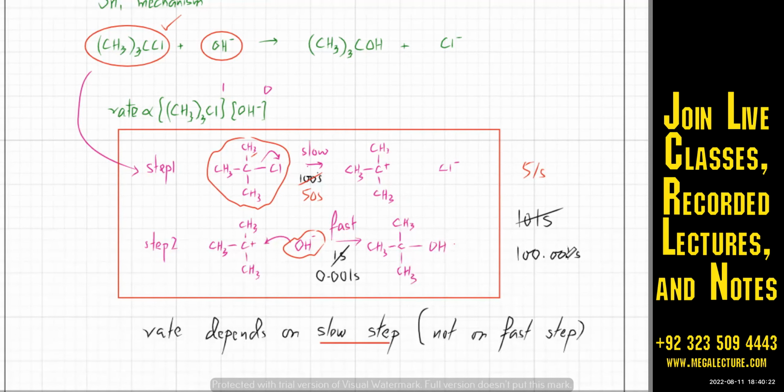So the rate of the reaction is not dependent on reactants that are involved in the fast step. Because if you increase the concentration of OH ions, yes, the fast step will speed up. But speeding up the fast step will have no noticeable effect on the overall speed of the reaction. So it's completely pointless to speed up the fast step. So the rate of the reaction will not get affected if you keep on increasing OH ion concentrations. But the rate of the reaction will be affected significantly if you increase the concentration of the reactant in the slow step. There'll be more collisions. Instead of taking 100 seconds, it might take 50 seconds because of that. And that's why the reaction overall will speed up.